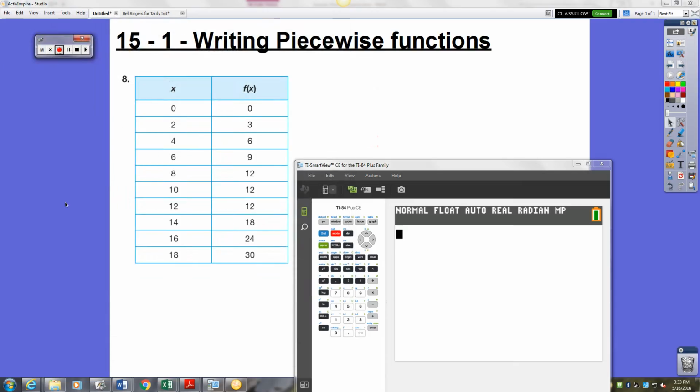Okay, happy Monday. We're writing piecewise functions from 15.1. Remember, this is the homework assignment that we worked on. I showed you one strategy for how to write the piecewise functions and it didn't go very well, so I came up with a way to do it on the calculator, and so we're having more success with that.